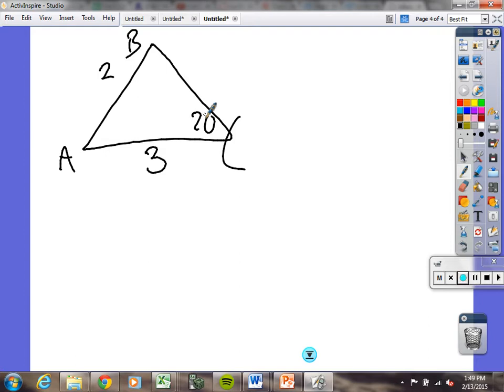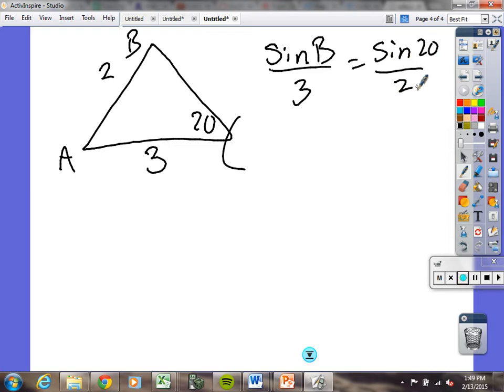But once again, look at it. What angle would we solve for first? We need to solve for B first, don't we? Because B is the angle with the corresponding side that we have been given. So I do the same thing. Sine of B over 3 equals sine of 20 over 2. Times the 3 over, so it's gone. Plug it into the machine. Today's a lot of calculator work.